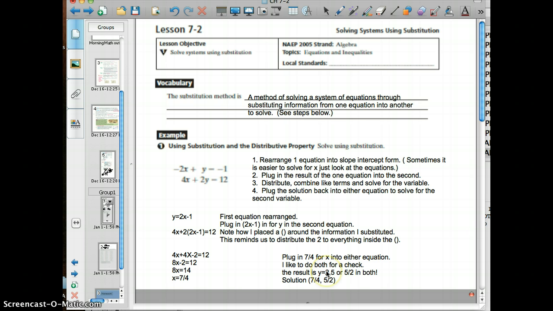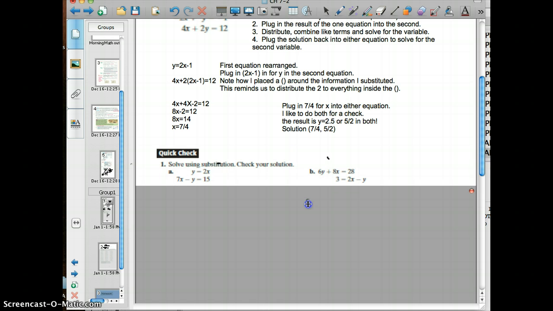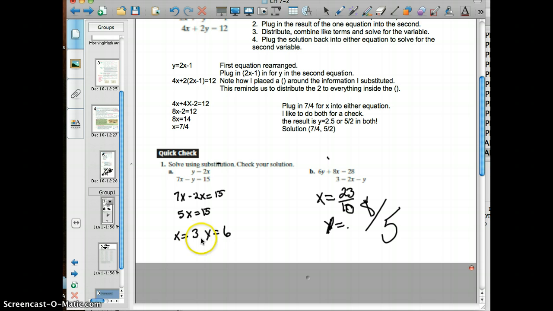Let's go ahead and try the next 2 quick checks. I know sometimes we do the quick checks in class. Go ahead and pause the video here. Try the 2 quick checks, and then I'm going to show you the answers now, and you can check your work. So if we look at the 2 quick checks here, we end up getting x is 3 and y is 6 for this first one.